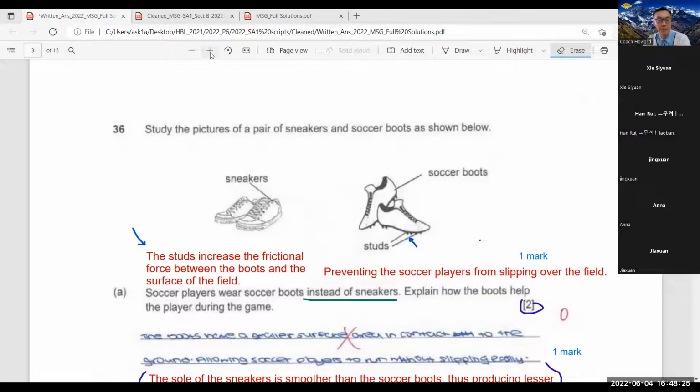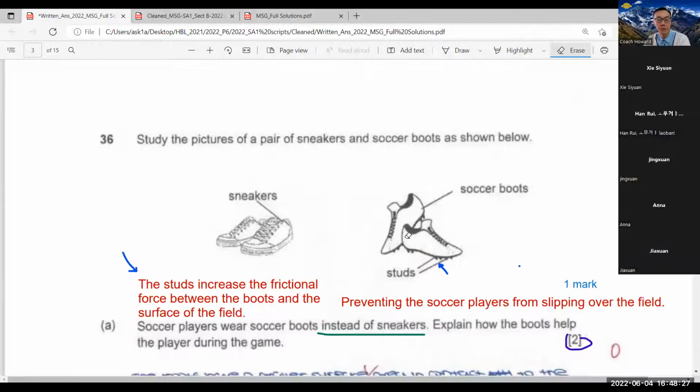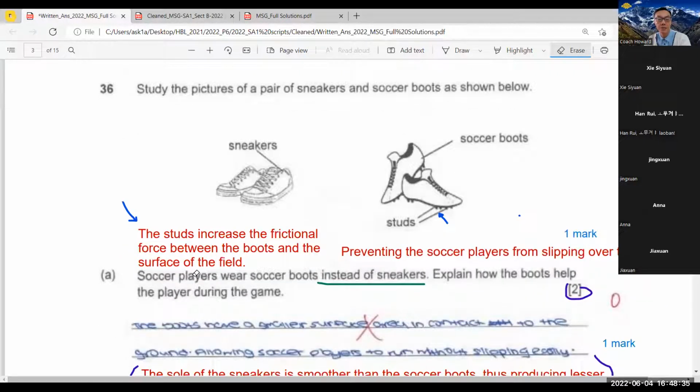Okay, let us examine this question, comparing two types of shoes. On the left is a sneaker, on the right is a soccer boot. So they say the soccer players wear soccer boots instead of sneakers. Explain how the boots help the player during the game, and it's a 2-mark question.